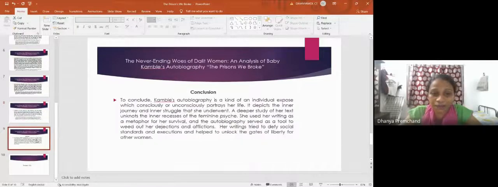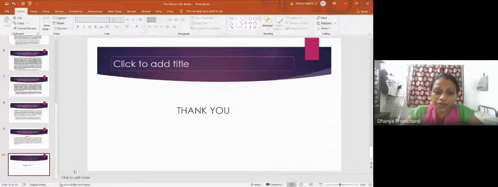So to conclude, Campbell's autobiography is a kind of individual expose which consciously or unconsciously portrays her life. It depicts the inner journey and inner struggle that she underwent. A deeper study of her text unloads the inner recesses of the feminine psyche. She used her writing as a metaphor for her survival, and the autobiography served as a tool to weed out her dejections and afflictions. Her writings tried to defy social standards and executions and helped to unlock the gates of liberty for other women. Thank you.